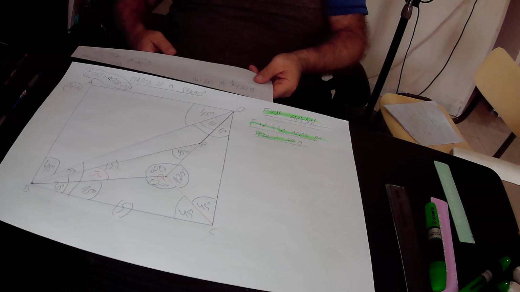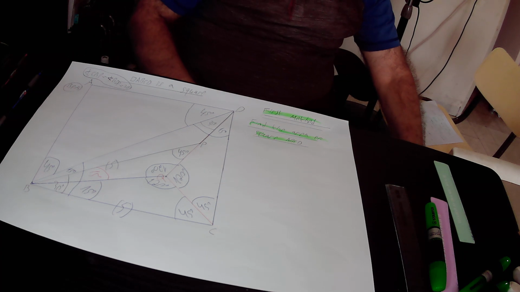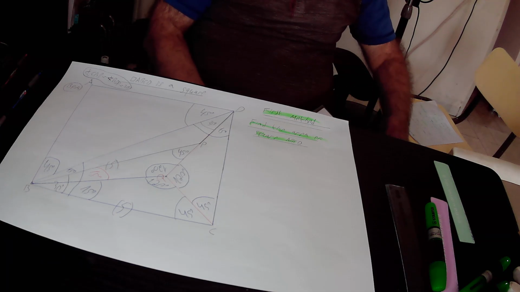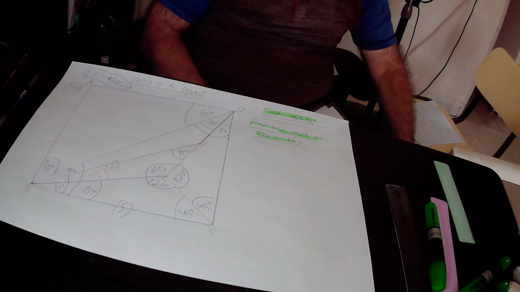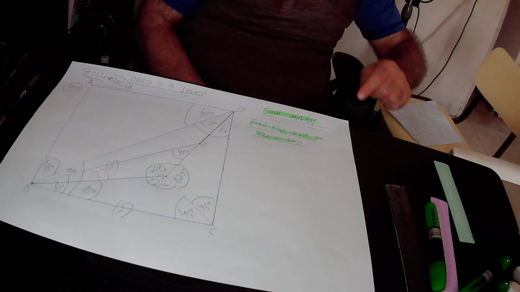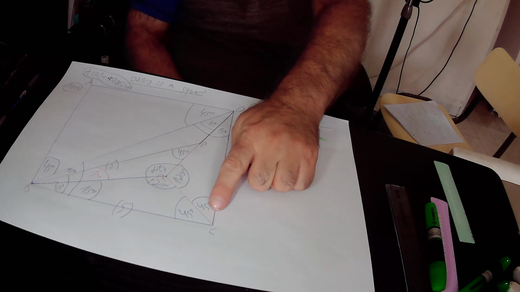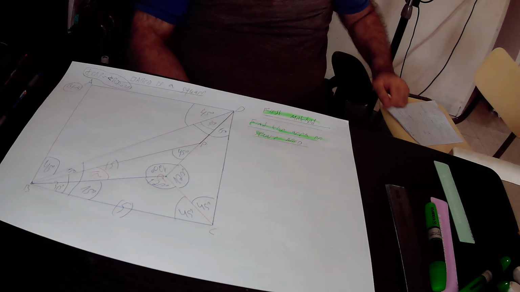So, in the next step, we do a construction. That is to say, from point C, we draw the angle bisector of angle DCB.